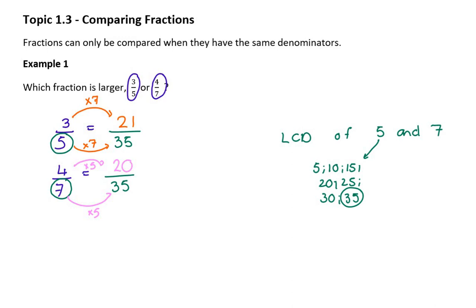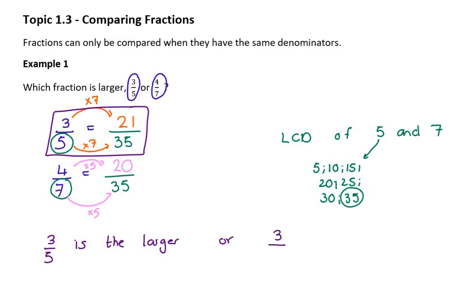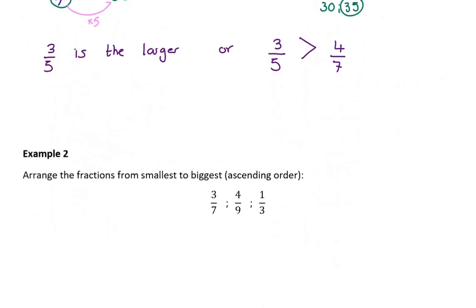Now which fraction is larger? Well, there we go. The answer to the question is 3/5 is larger. Just because it's really nice to start learning notation, although I know you've seen this notation before, I could have said 3/5 is greater than, that's a symbol, 4/7. So both of those are acceptable ways of answering the question. Okay, let's go on to another one.